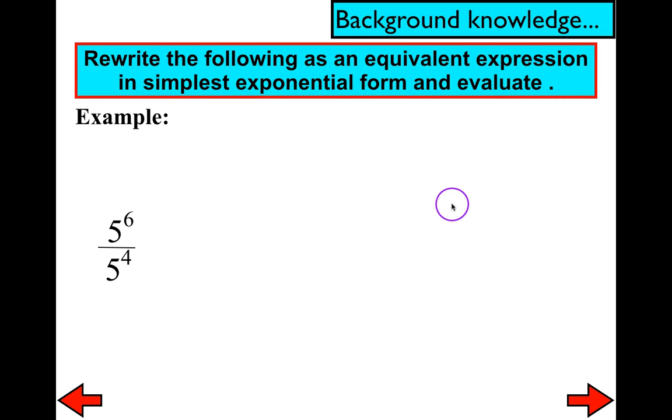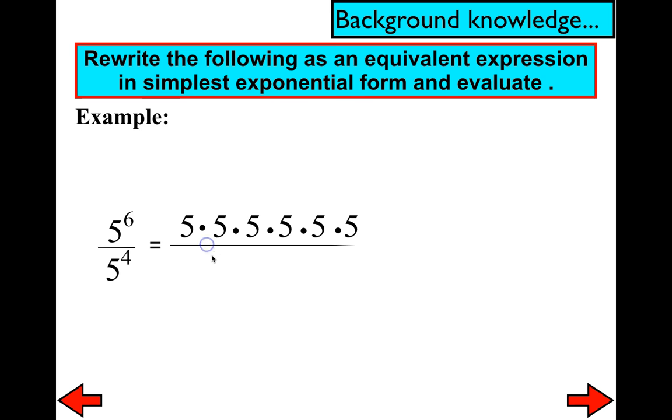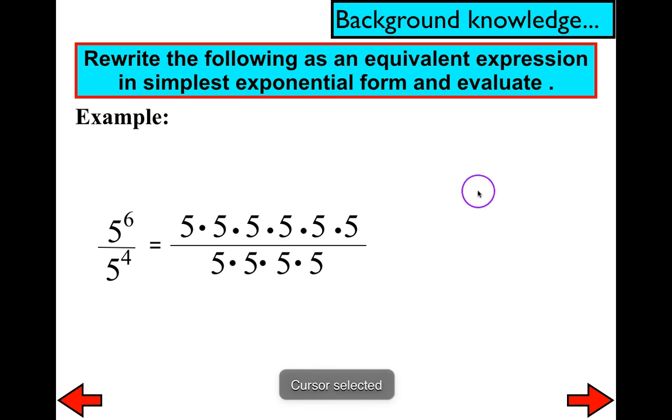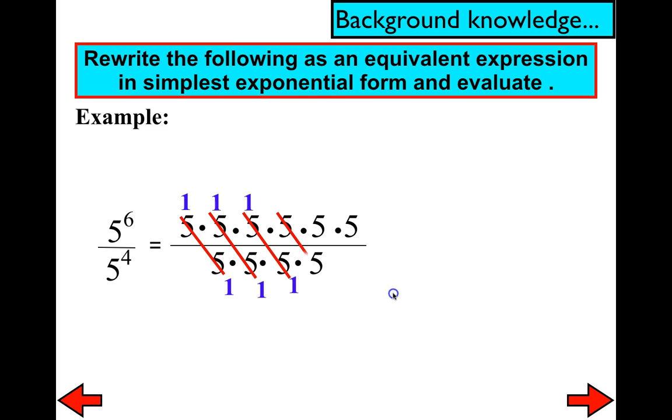So now here it says, rewrite the following as an equivalent expression in simplest exponential form, then evaluate. So you've got to make sure you do both. So exponential form is going to look like this. I'm going to go ahead and reduce and cross cancel. I can do that by dividing both of them by 5, which leaves me with 1. Here is where I'm going to ask you to do a certain step. I'm going to ask you to always start with the fraction bar every time. Ask yourself, what are you left with in the numerator?